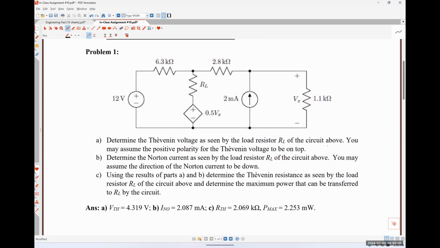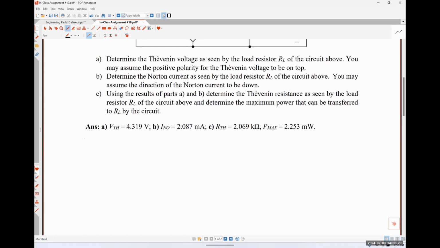So in this particular problem, we are asked to determine effectively the Thevenin and Norton equivalent circuit seen by the load resistance RL, which means we're going to wind up taking that load resistance out of our circuit to determine our quantities. Okay, so finding VTH.